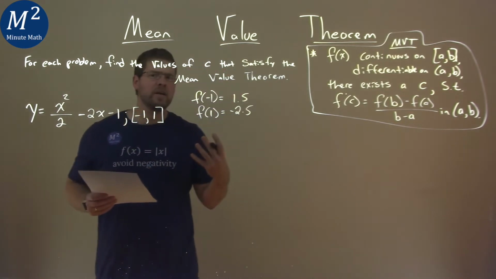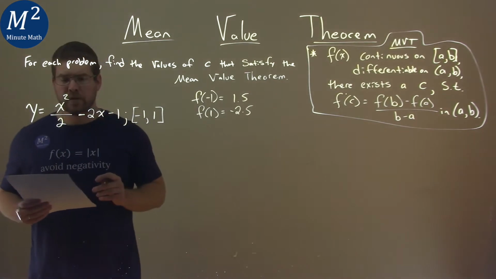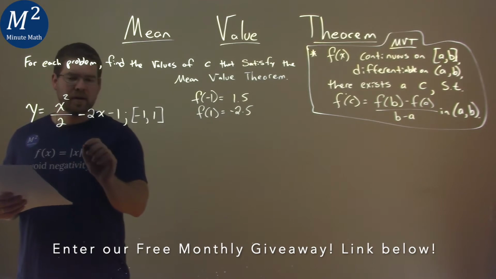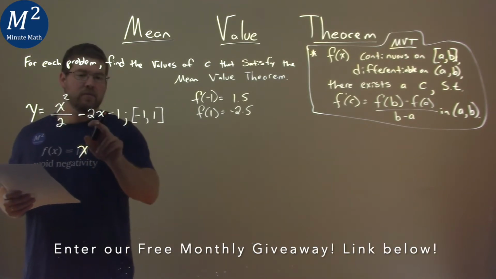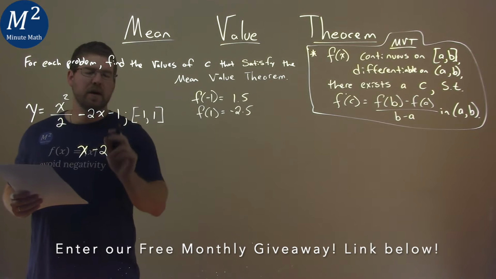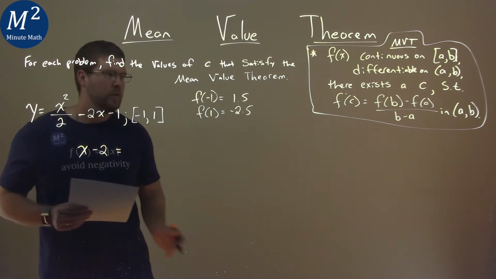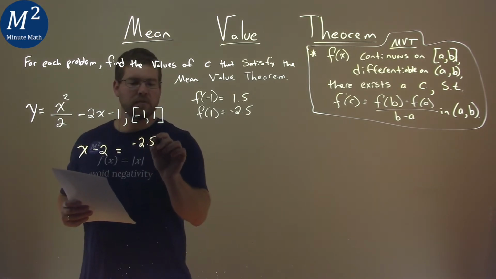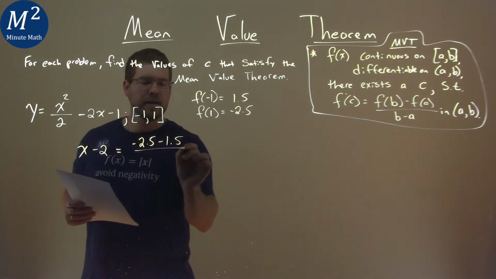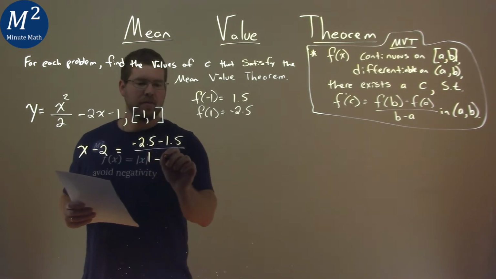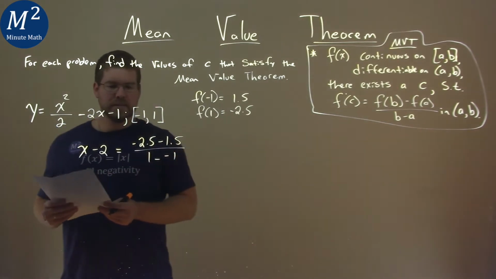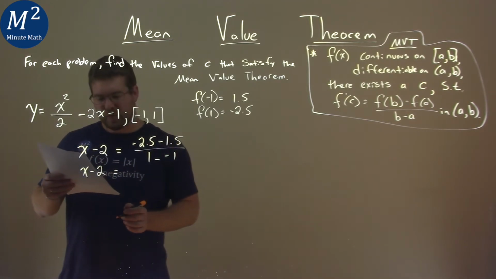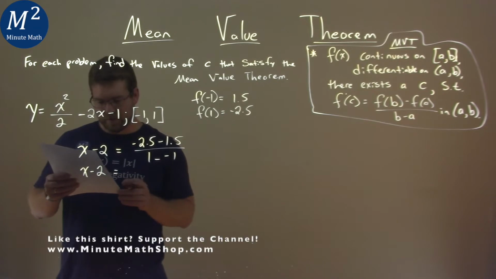Now to apply the mean value theorem, we also need to take the derivative of our function. In doing so, power rule, 2 comes down, cancels out with that 2 in the denominator, and we just have an x. The derivative of 2x is 2, so we subtract a 2, and the constant is just 0. We set it equal to f of b minus f of a, so -2.5, which we found, minus 1.5, over b minus a, 1 minus -1. Pretty simple so far.